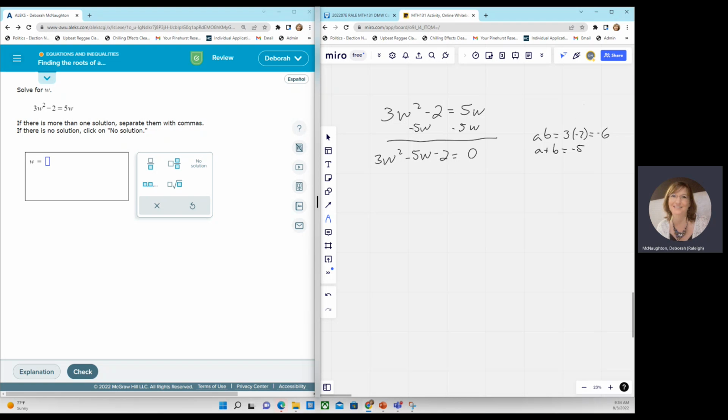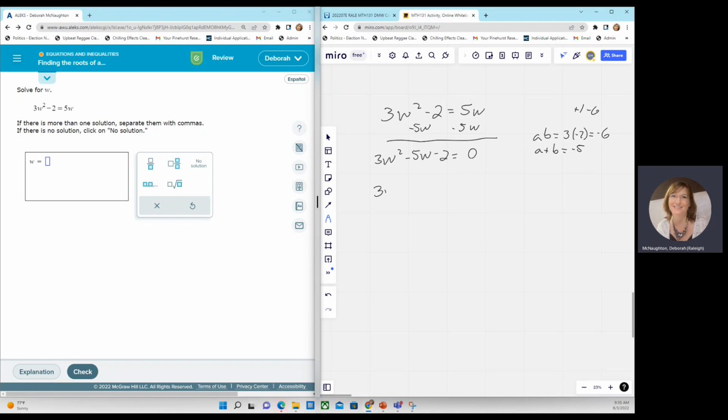So if I start with 1 and 6, -6 and +1 multiply to -6 and add to -5. So it's not 3 and 2, because those would both have to be negative, and that would give me a +6. And then what I need to do is replace this middle term, -5w, with these.